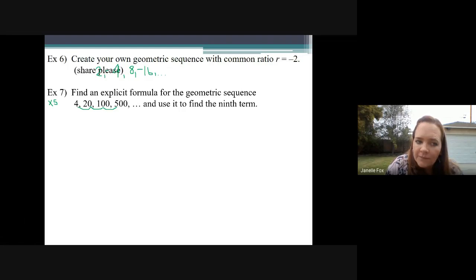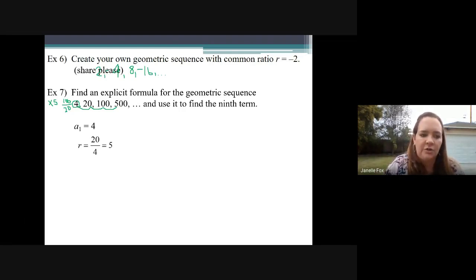To confirm that, I could take any term, like 100, and divide by the previous term, which is 20. Do I in fact get 5? The answer is, I do. So that is one way to do it. Our first term, when I look at it right here, is 4. And then my common ratio, however you want to get it.